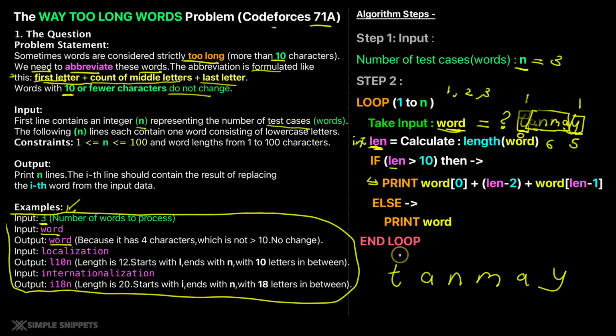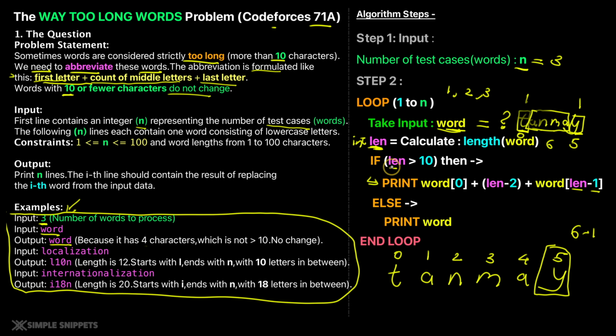Tanmay. So index position will start from 0, 1, 2, 3, 4, 5. Now the length is the actual number of characters, which is going to be 6. But when you want to access the very last character, it has to be 6 minus 1. Hence we are saying length minus 1. So length minus 1 will give you 5, and at 5 index position you have the last character. That is what we will print.